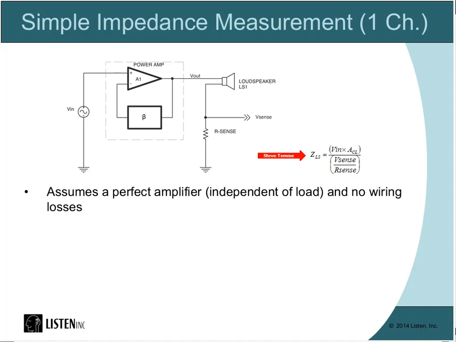But this assumes a perfect amplifier independent of load and no wiring losses. For example, normally this is done by calibrating the amplifier first without a load, and then assuming that the loudspeaker and sense resistor will have no effect on the output of the amplifier, and that's not always the case. So we have this error in the numerator just due to the fact that the voice coil voltage is actually not just V-out anymore. It depends on the sense resistor, the load on the amplifier, and certainly the size of the sense resistor.